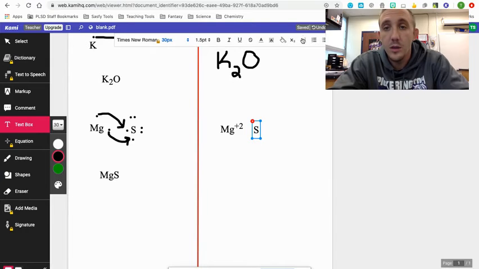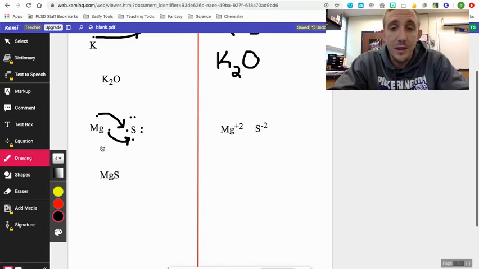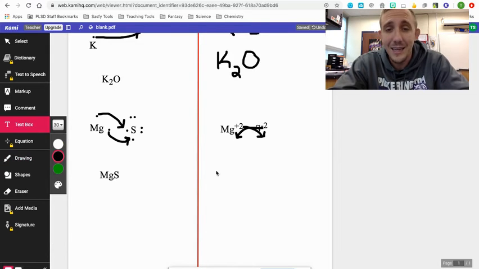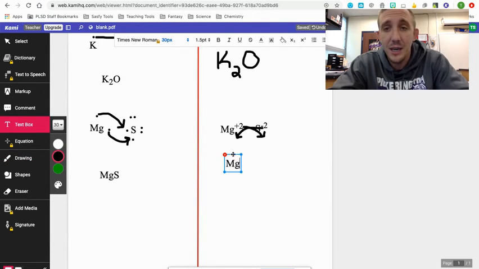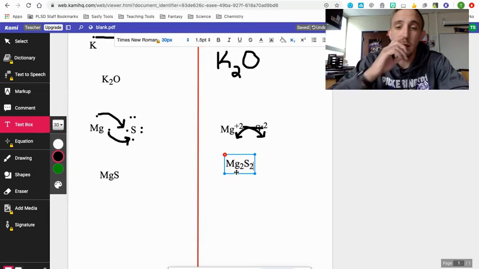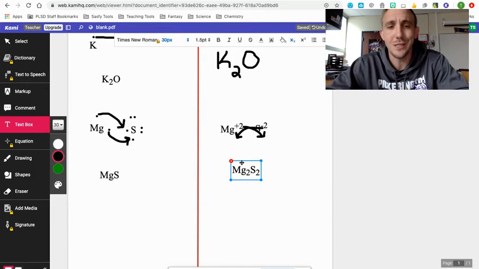Okay, now what you guys will do is you'll cross the charges. And so this 2 is going to come down to the bottom of S, and this 2 is going to come down to the bottom of Mg. So what you're going to get is Mg2S2. Okay, and so what you guys are noticing is you're going to say, well, Mr. Safi, that's not the same formula.